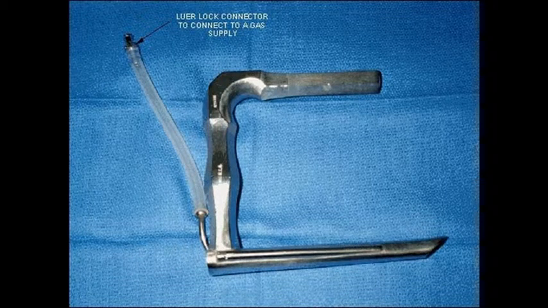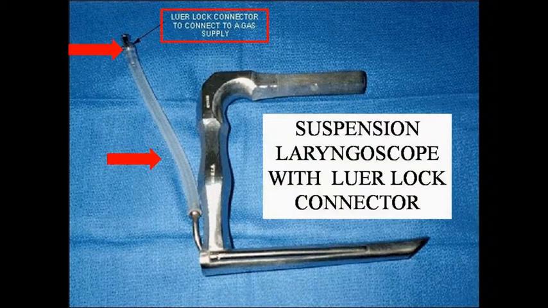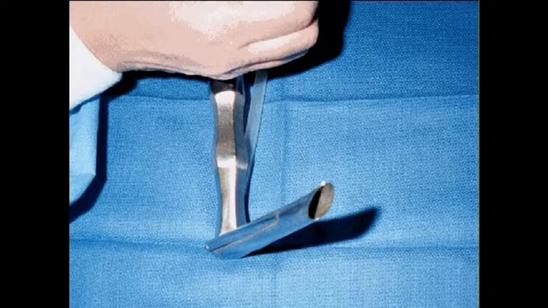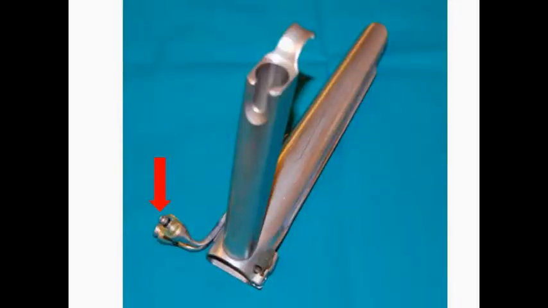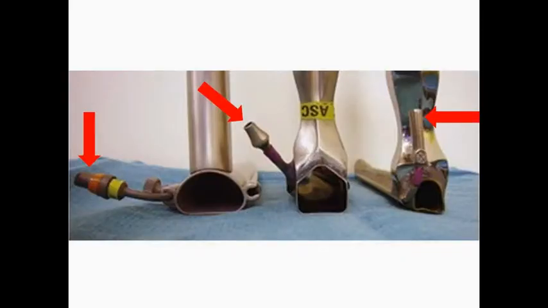Here is an example of a suspension laryngoscope. Note the plastic tube with the Luer lock connector at the end. But note that suspension laryngoscopes come in all sorts of shapes and sizes, and you may meet some with non-standard connections that you may have to work with.